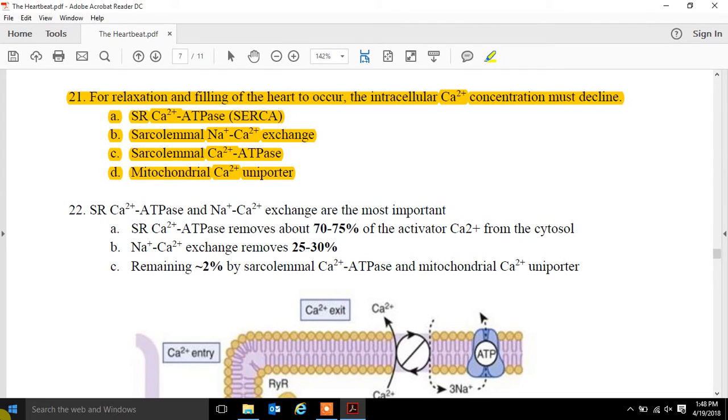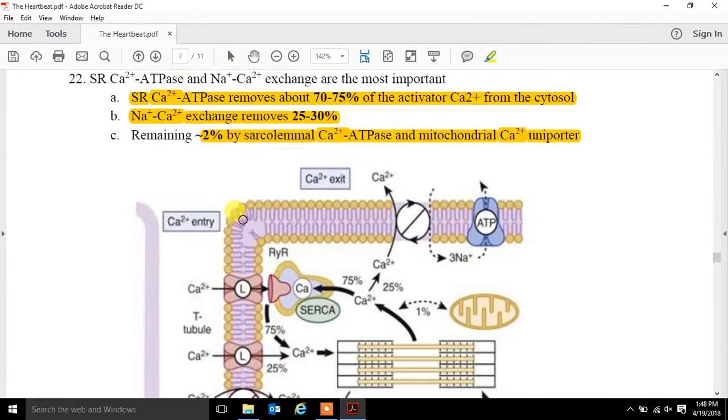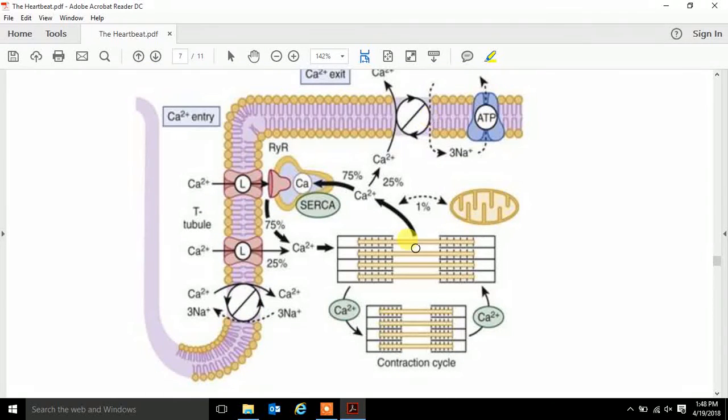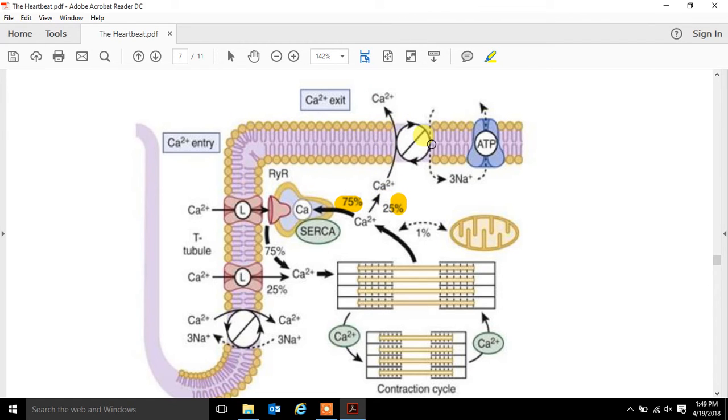We're talking 70 to 75% of the activator calcium from the cytosol gets taken up through this thing. The sodium-calcium exchanger picks up the remaining 25 to 30%, with a very small amount through the sarcolemma calcium ATPases and mitochondrial uniporters. We can just look at that visually here. So here's our T tubule. Here's the mitochondria. So we've got our SERCAs. Here's the ryanodine receptors and the SR, about 75% here, about 25% for this calcium-sodium transporter, and about 1% to the mitochondria.